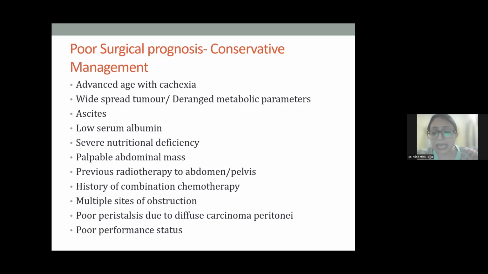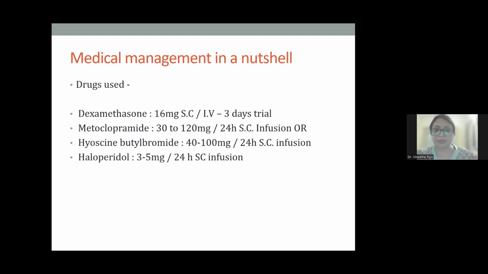So it is not the age alone of the patient that makes you decide whether this patient goes in for surgery or not. It is so many other factors. If the patient has multiple levels of obstruction, there is no point doing a surgery and putting a colostomy, isn't it? Now, so how do you medically manage such a patient?